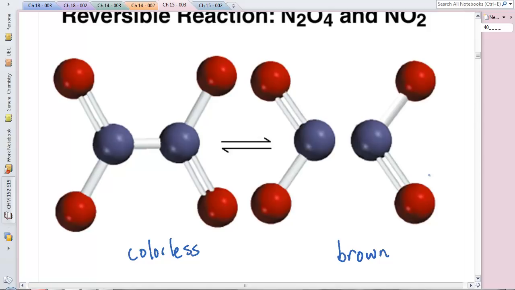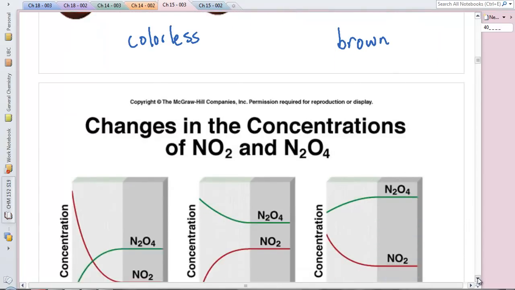If we have more NO2, or say, we want to say solution, it really will be a solution of gases, it will be darker in color, darker brown. If we have more N2O4, our solution color will lighten up. So it's an easy reaction to follow which way the equilibrium lies. We'll do that as we go on. It's a nice one to follow.